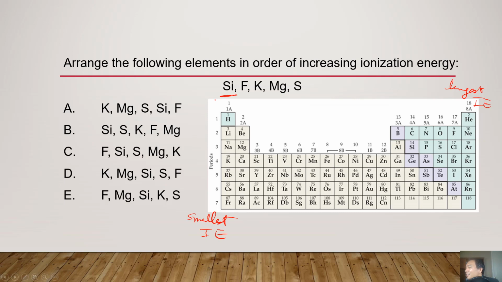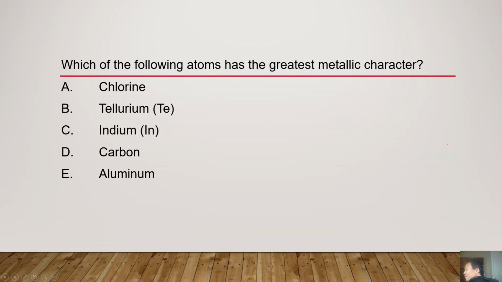Circle silicon. Where's my silicon? Where's my fluorine? Where's potassium? Find your potassium. Magnesium. Then where's my sulfur? So basically, the closer the element is to the largest corner, the larger the first ionization energy. The opposite is also true. In the order of increasing, this is the smallest corner, so just write from the bottom left to the top right: smallest, second smallest, then you keep going.